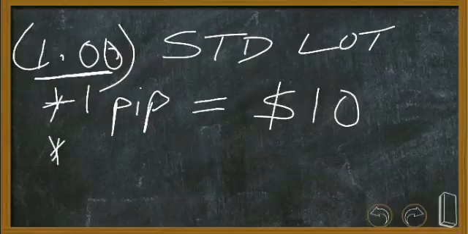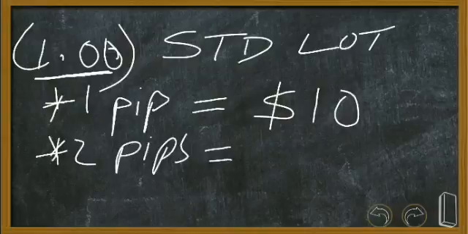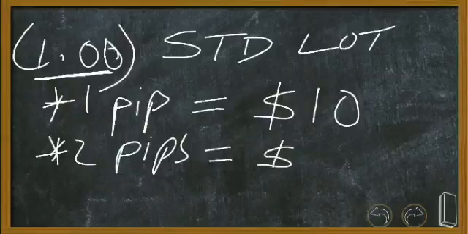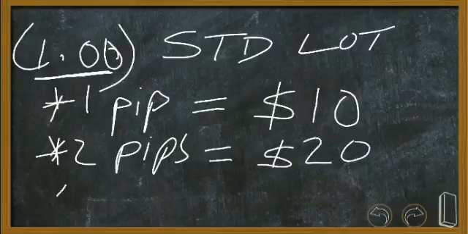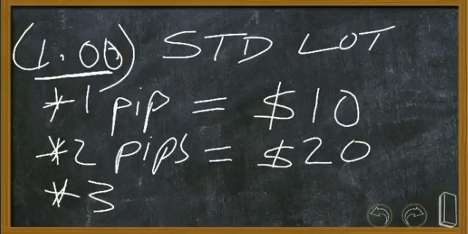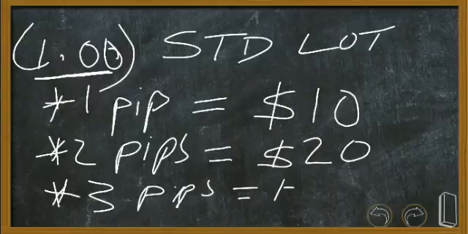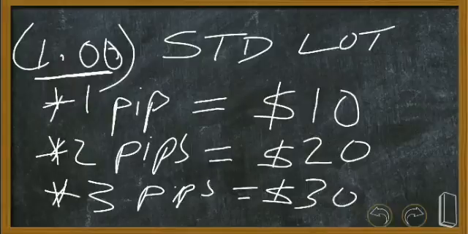Then two pips for one standard lot would be equivalent to 20, just like that. And three pips will be equivalent to 30. So this is for the standard lot. Now we move over to the mini lot.